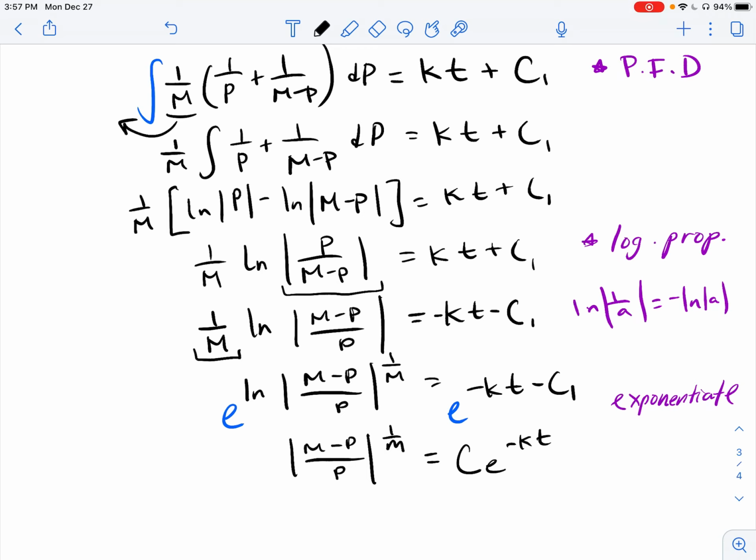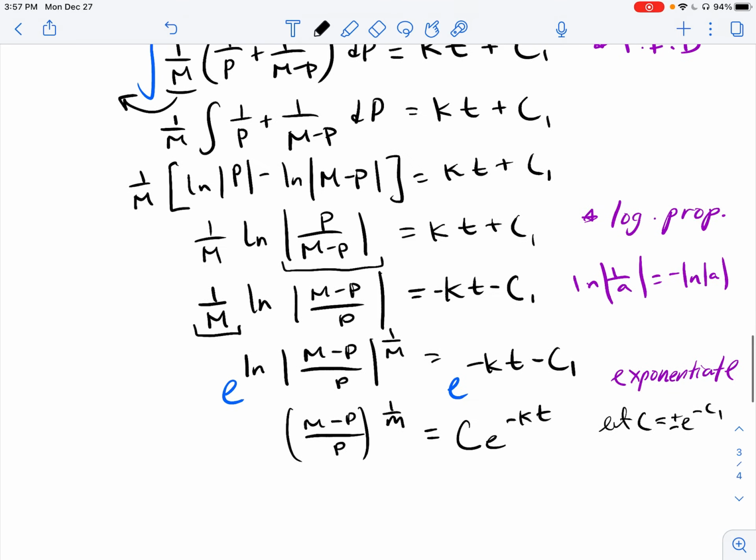okay? And I'm going to let this big C here be equal to not only e to the negative c sub 1 power, but I'm going to do that plus or minus so that we can take care of that absolute value, right? So that we can rewrite the absolute value there. So I'm going to write c here, and then this absolute value I can now just write as just parentheses, m minus p to the 1 over m power, okay?